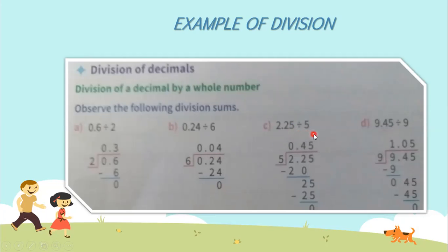Next, 2.25 divided by 5. 2 we cannot divide, so keep 0 point and take 22. 5 fours are 20. 2 minus 0 is 2, and bring down 5, 25. 5 fives are 25. So the answer you will get is 0.45.